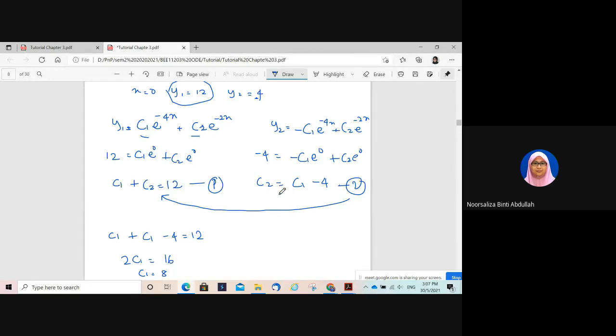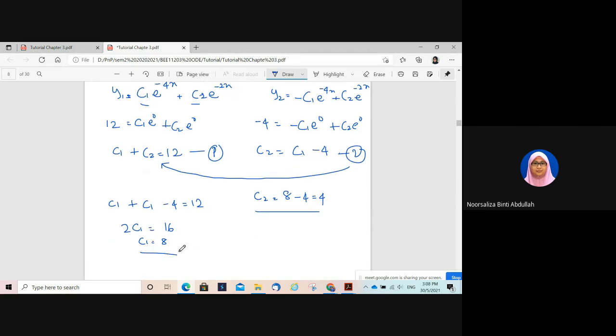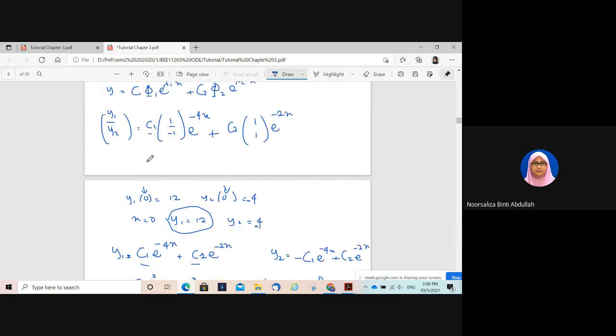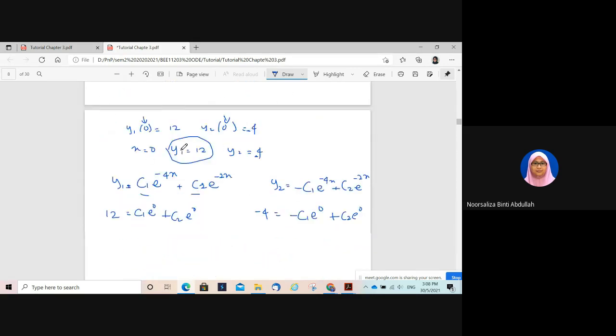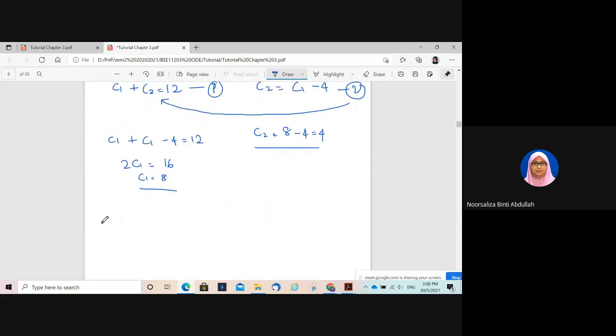Then C2 equals 8 minus 4, which equals 4. So now we have C2 and C1. We just insert this C1 and C2 inside the general solution. Then you have y equals C1, which is 8, times e to the power of minus 4x, plus C2, which is 4, times e to the power of minus 2x.